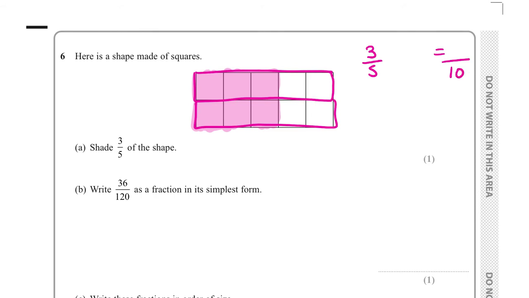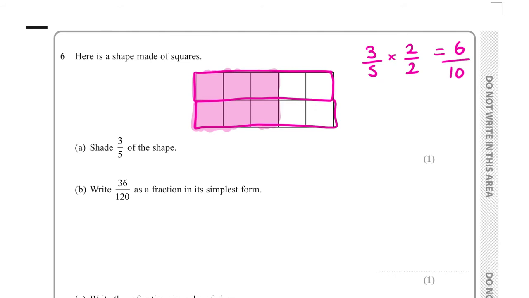6/10, isn't it? How would we show that? We'd have to multiply our numerator by 2 over 2 because our denominator was multiplied by 2. And remember, 2 over 2 is a whole one, so we're not changing the quantity. This is what makes it equivalent, so we have 6 out of 10.